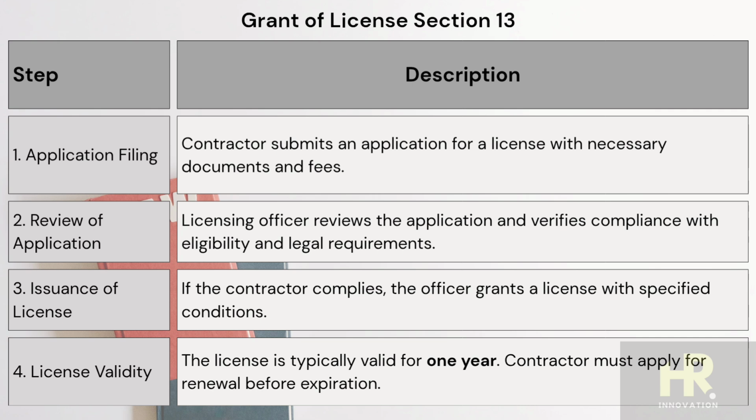Step 3. Issuance of license. If everything is correct, the officer issues the license. The license comes with specific conditions like worker limits, wages, and welfare facilities. Step 4. License validity. The license is usually valid for 1 year. The contractor must apply for renewal before the license expires. Let's quickly recap. File application with documents and fees. Officer reviews for compliance. License is issued with conditions. License stays valid for 1 year and needs renewal.